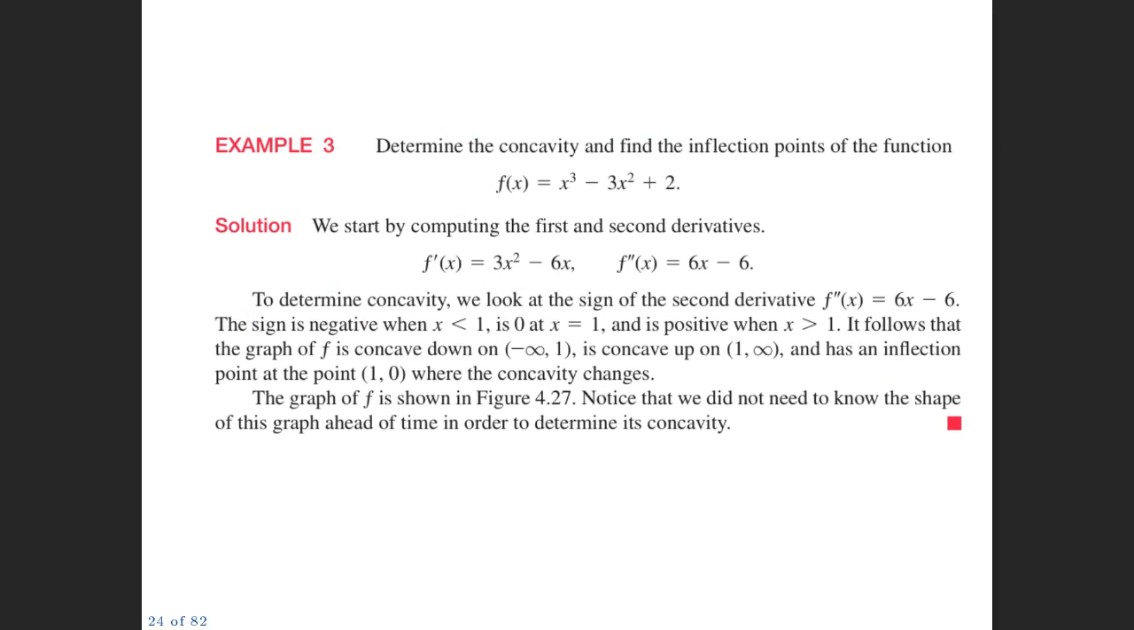For example, determine the concavity and find the inflection points of the function x cubed minus 3x squared plus 2. So the first thing we need is the second derivative: 6x minus 6. This exists everywhere. So we're only going to be looking for places where the second derivative is equal to 0. The only way that we can get 6x minus 6 equal to 0 is if we have x equal to 1.